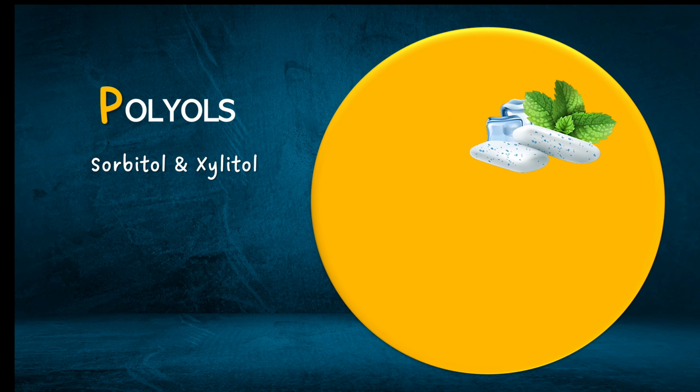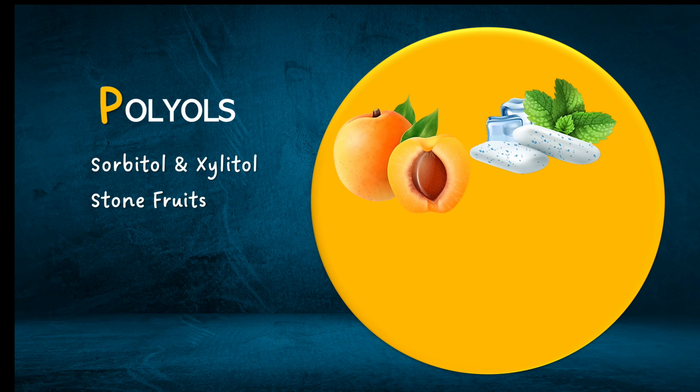The last letter of FODMAP is the P, which is polyols. These include sorbitol and xylitol found in sugar-free gums and mints, as well as in certain fruits and vegetables like stone fruits, mushrooms, and snow peas. Some of the examples of stone fruits are peaches and avocado.